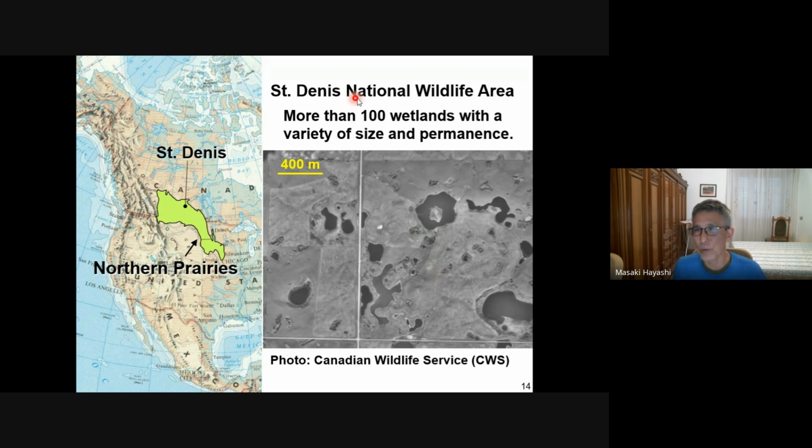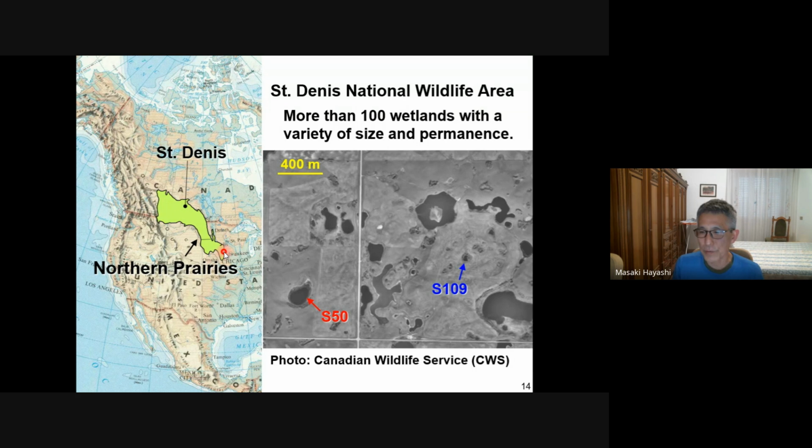It's called a national wildlife area. They allow agriculture in this land, but they don't allow farmers to destroy wetlands. So they can study the behavior of these wetlands, both hydrologically and ecologically, under the typical agriculture setting. That's the Saint Denis National Wildlife Area, located here in the central part of the Northern Prairies region.